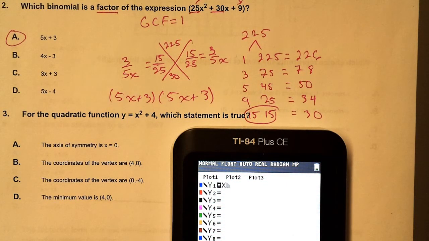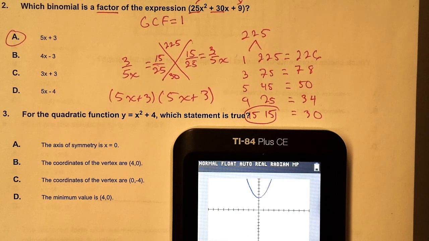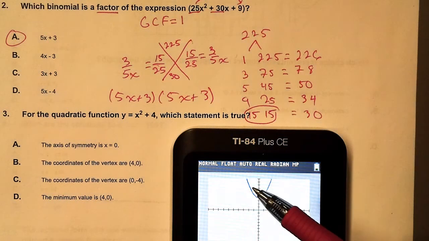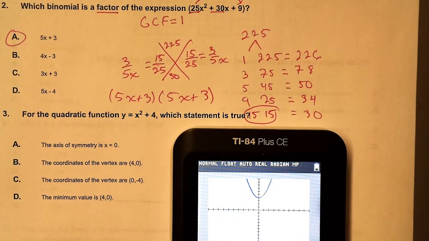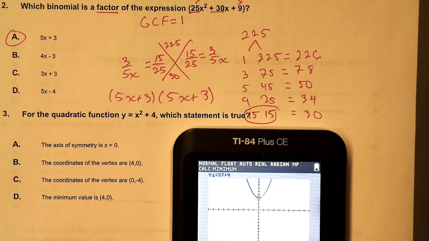So x squared plus 4, and let's look at the graph. Now, the axis of symmetry is what divides my graph in half, and it goes through the vertex. Vertex looks like it's right there, but just to double check, we're going to go second, trace, and we're going to go down to minimum. Left, move to the left side, right, move to the right side, and I got a minimum of, and that should be 0, but 4.